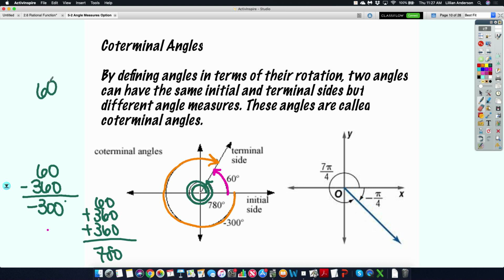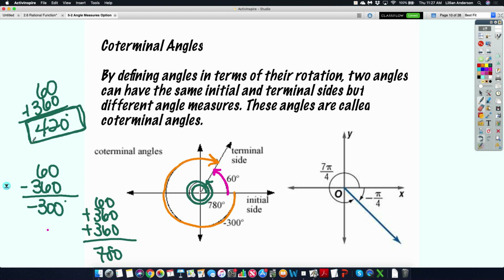Could you guys give me another angle? Give me another angle that's coterminal of 60 degrees that's not already on the board. Say again. 420. You get that coterminal angle by adding just one 360 degree rotation. So that too is a coterminal angle. You can continue to add as many multiples of 360 degrees as you like to get multiple coterminal angles, or you can subtract 360 degrees to get as many negative coterminal angles as you like.